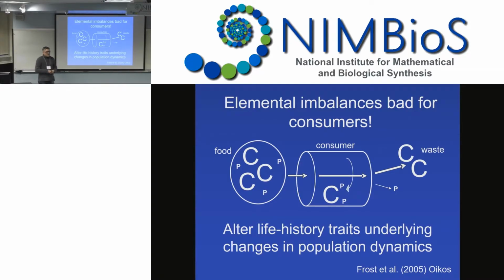So bottom line here, elemental imbalances are bad for consumers because they alter life history traits underlying changes in population dynamics. You can really change these population trajectories by changing food quality. And I think we know that. But this is an illustration of stoichiometry and how elemental imbalances affect consumers. And it can change all those kinds of things.